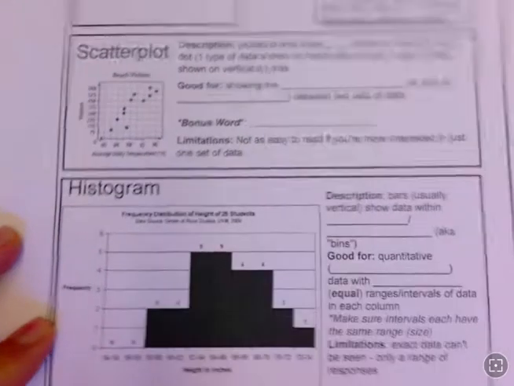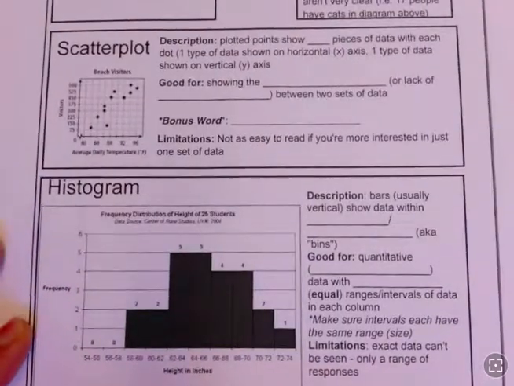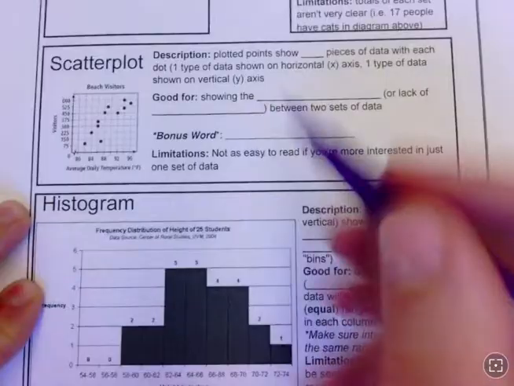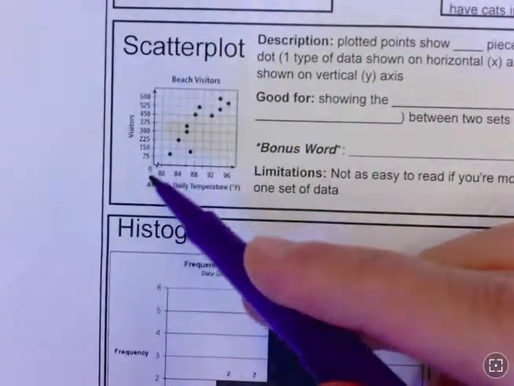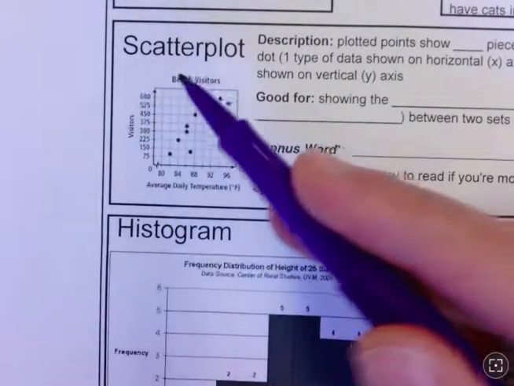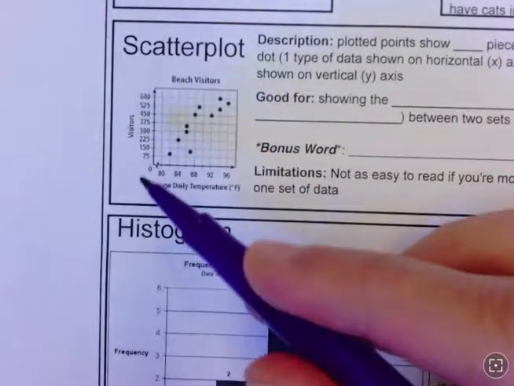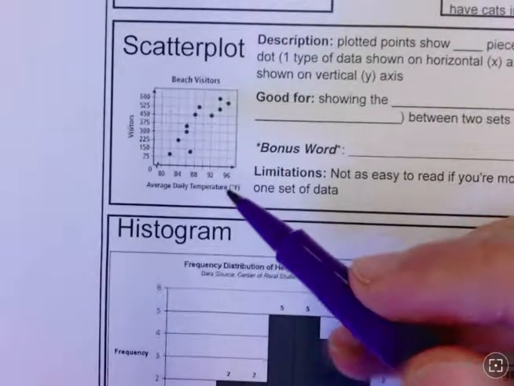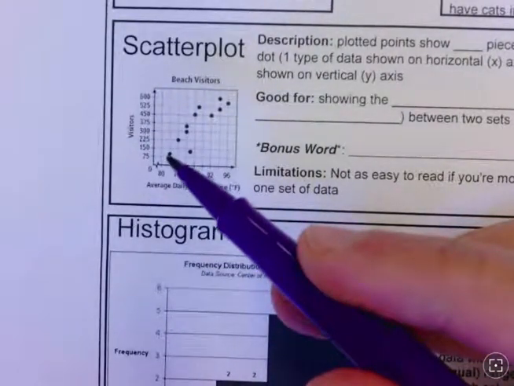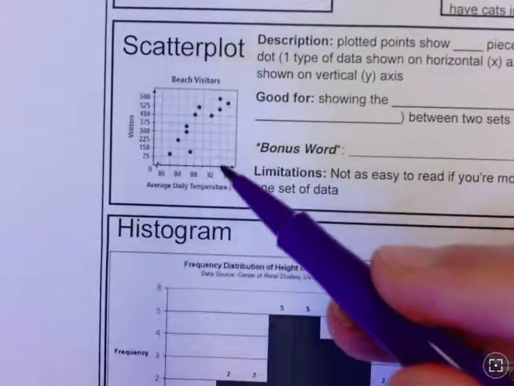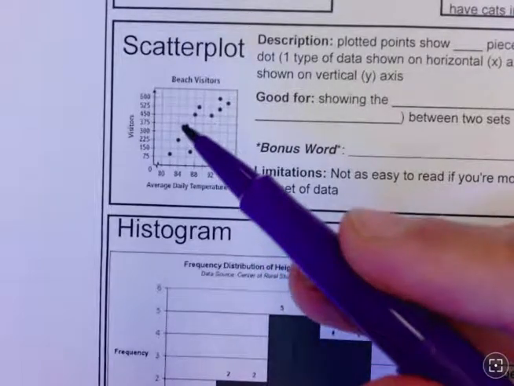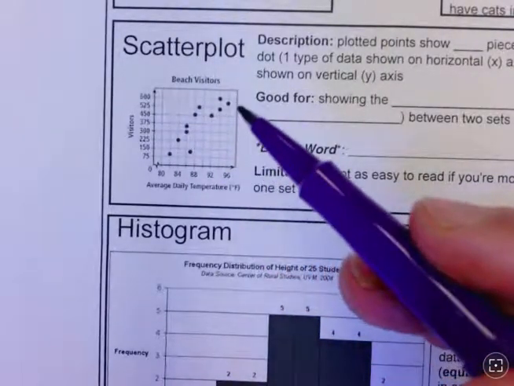Scatter plots. A description of a scatter plot. Let's see, what have we got here? Before we do a description, let's look at this more closely. So we've got visitors. That must be the number of visitors, and this is a title, beach visitors, and then average daily temperature. So looking at it, it's a lower temperature here and the visitors are fewer, but the higher the temperatures go, we can start to see more people are going to the beach in these higher temperatures.